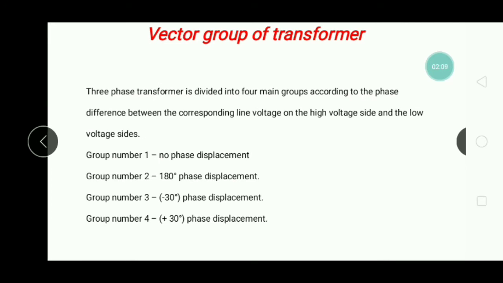So the vector groups of three-phase transformers are divided in four main categories, according to the phase difference between the corresponding line voltages of the high voltage side and the low voltage side. Okay, so we can say primary and secondary, or the high voltage and low voltage side of the transformer windings. So there are four groups. Group number 1, no phase displacement. Group number 2, 180-degree phase displacement. Group number 3, minus 30-degree phase displacement, and group number 4 is plus 30-degree phase displacement.